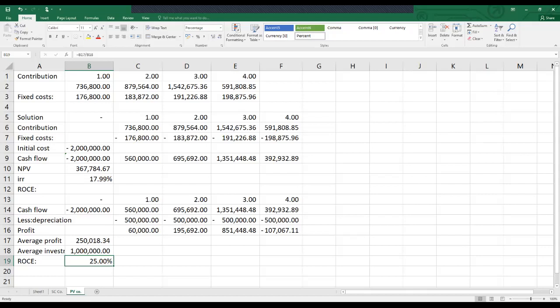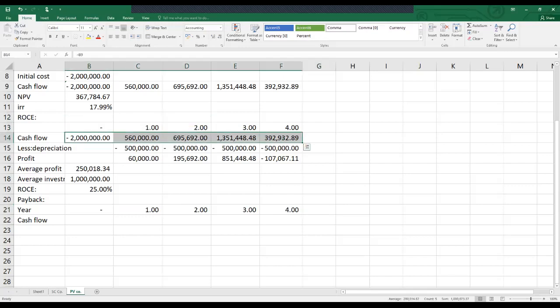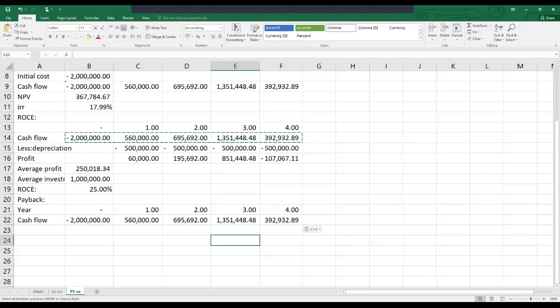Lastly, we can do the payback period. There's a discounted payback period. Would be equal to cash flow. You can begin here with year zero, year one, year two, year three, year four. Have them cash flows here already. So I can just copy and paste the values. Don't forget you can't right click. I hope you still remember those shortcuts, control C, control V.